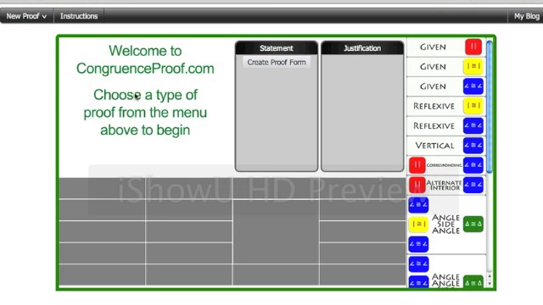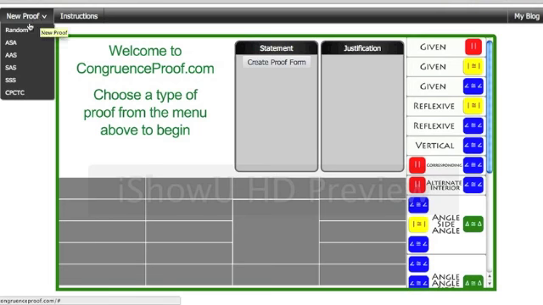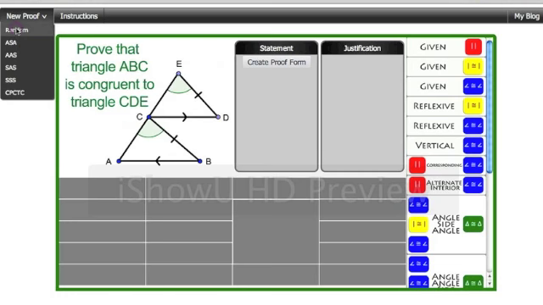At the very beginning, when you reach the site, you should go up to the top left corner and choose what kind of proof you want to do. I'm going to choose a random proof. Then my proof will show up here. It says that my objective is to prove that triangle ABC is congruent to triangle CDE.